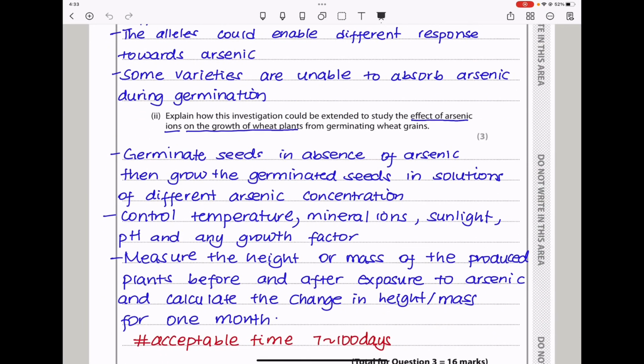The next part says, explain how this investigation could be extended to study the effect of arsenic ions on growth of wheat plants from germinating wheat grains. The aim here is to study the effect of growth, not the effect of germination. So what we need to do is germinate some seeds without arsenic, and then after germination, expose the young plants to arsenic of different concentrations and see how that is going to affect the growth. So I said germinate seeds in absence of arsenic, then grow the germinated seeds in solutions of different arsenic concentrations.